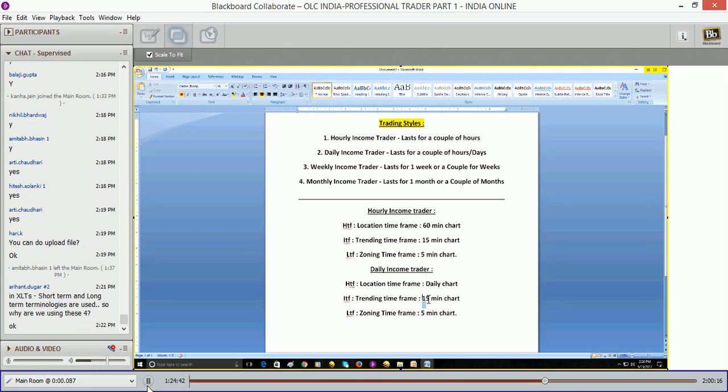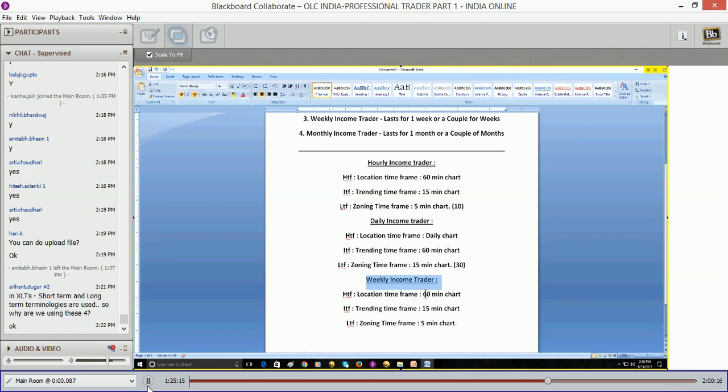Your trending time frame is going to be the 60-minute chart, and your zoning time frame is going to be the 15-minute chart. If there is no zone on the 15-minute, you can look at the 30-minute. I repeat, if there is no zone on the 15-minute, then you can look at the 30 minutes. Next is your weekly income trader. Let me show you the time frames for the same.